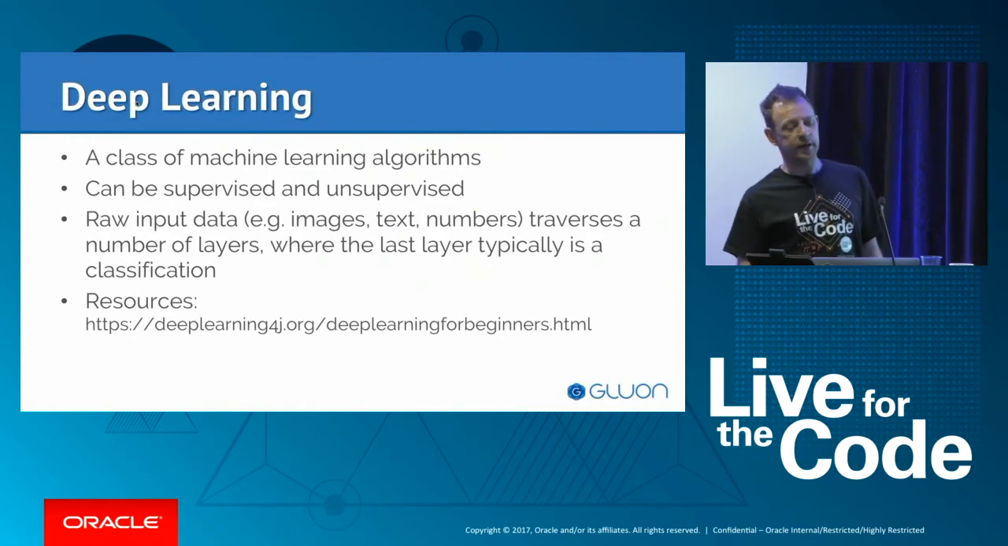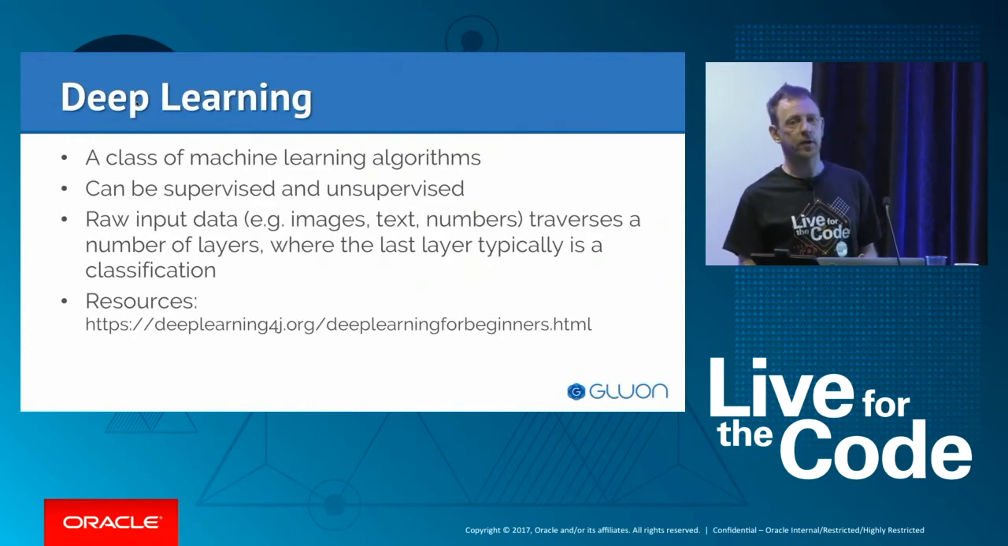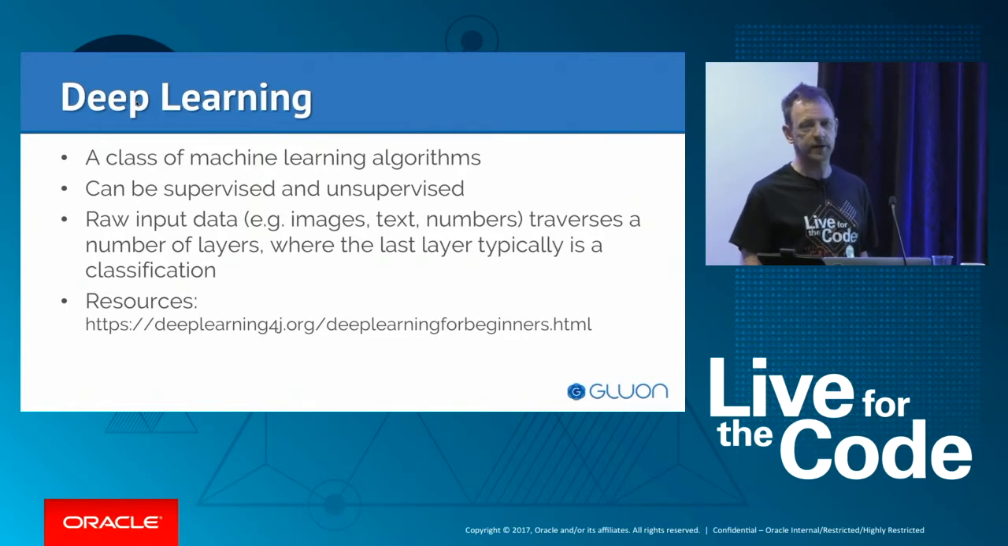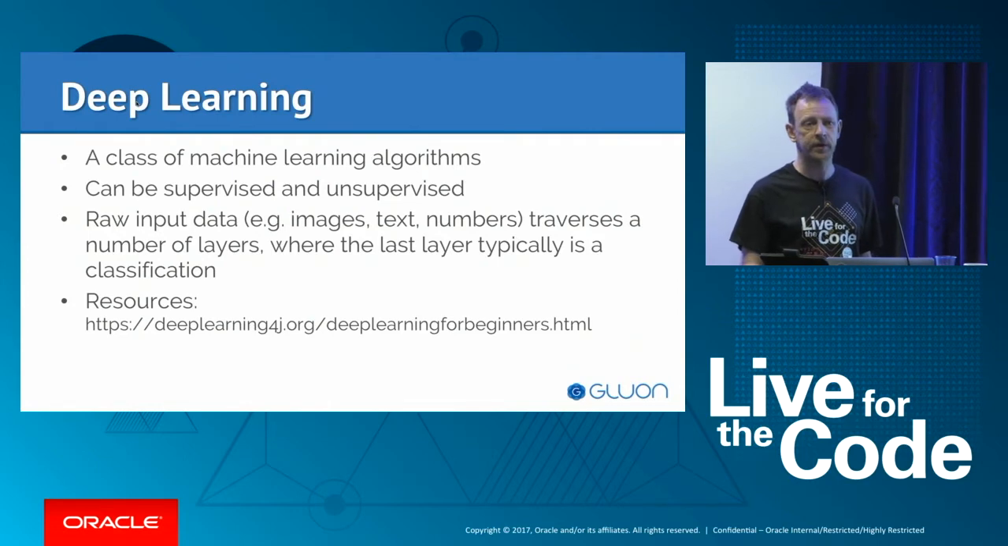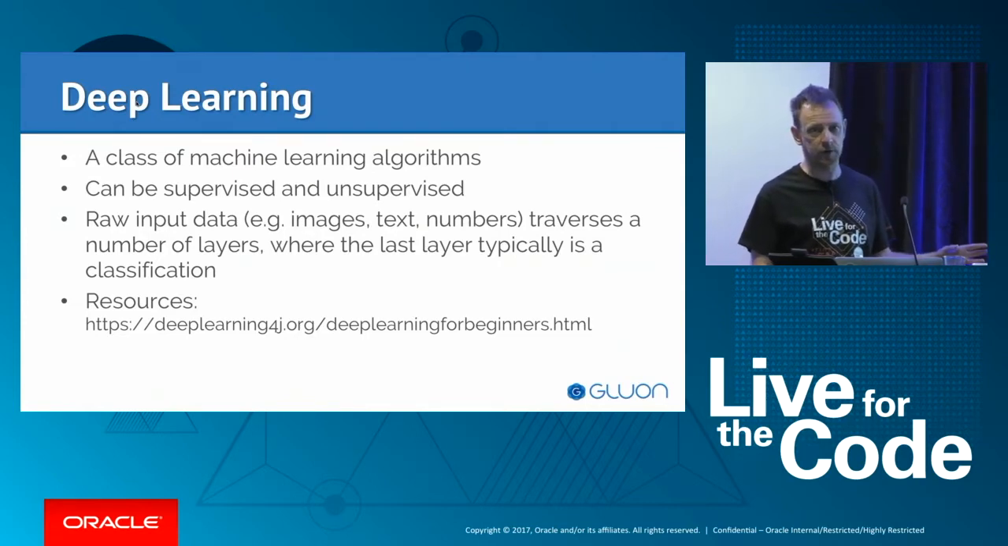So deep learning is a specific class of algorithms that are subclasses of machine learning in general. You can have supervised and unsupervised deep learning. In supervised deep learning, you supply a data set and you also supply the result, the classification. For example, this is a dog, this is a cat. In unsupervised learning, the model will learn patterns.